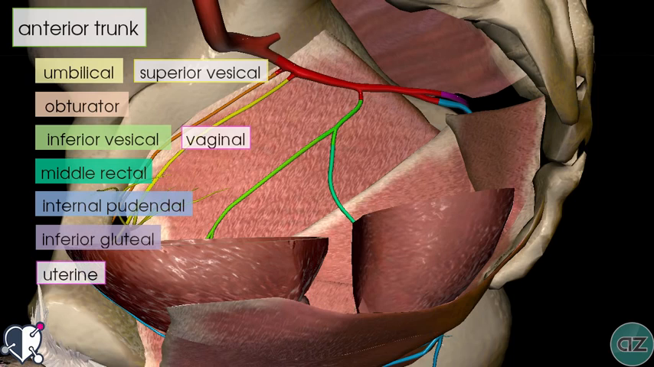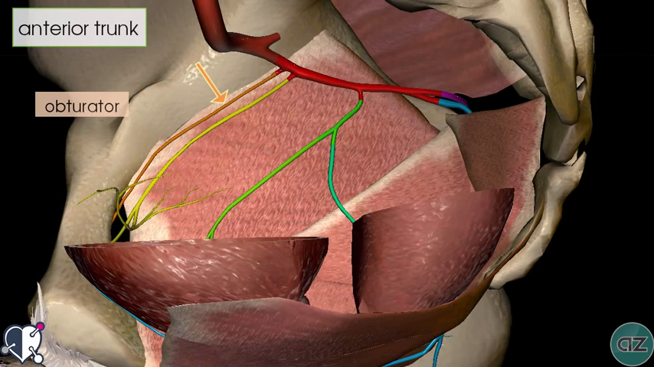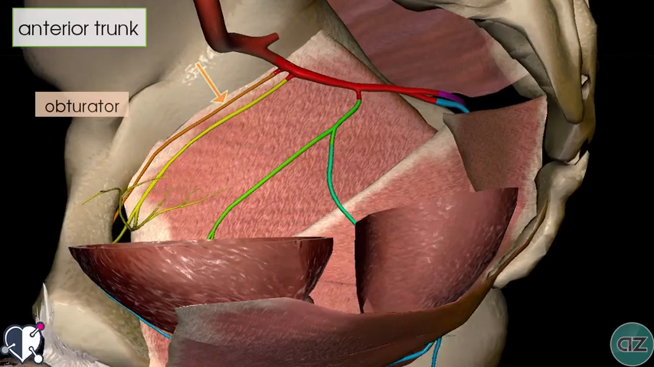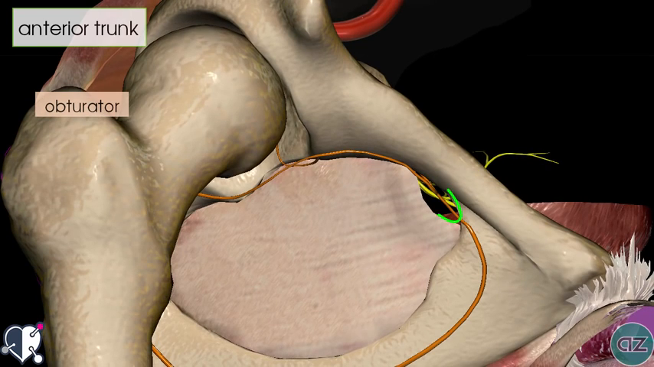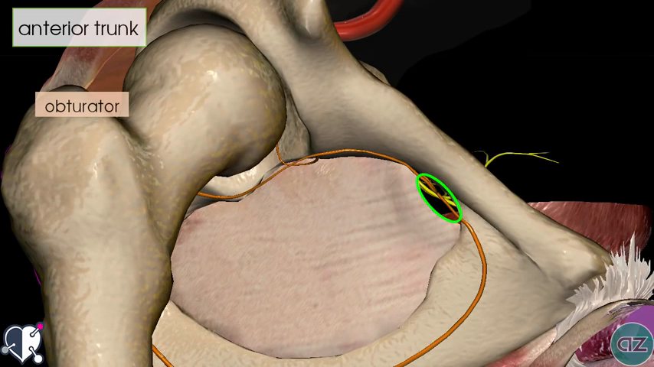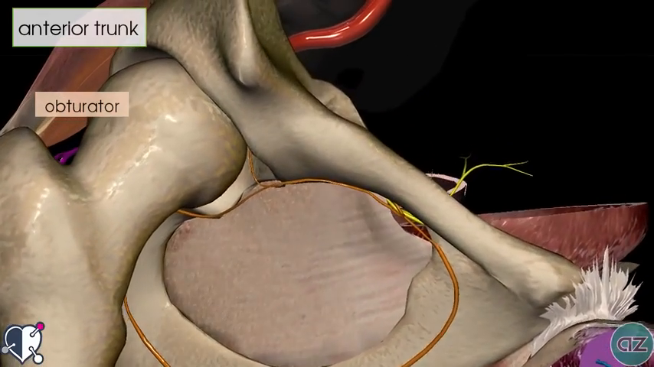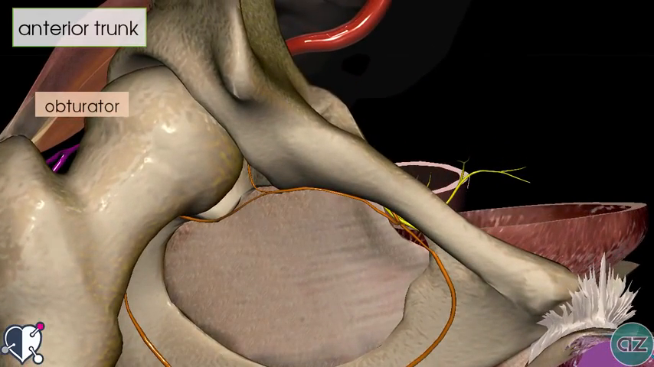So starting with the first branch that we can see on this model in orange is the obturator artery, and you can see that it runs around the upper part of the obturator internus muscle on the lateral pelvic wall, and it runs around the obturator foramen, and it exits via the obturator canal. Now from this view you can actually see how the obturator artery divides into anterior and posterior trunks.